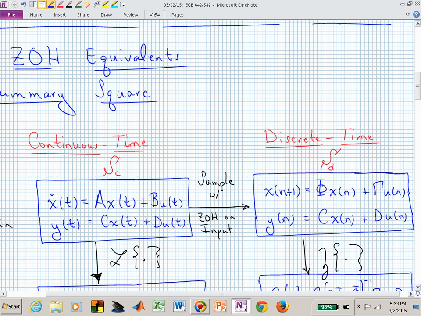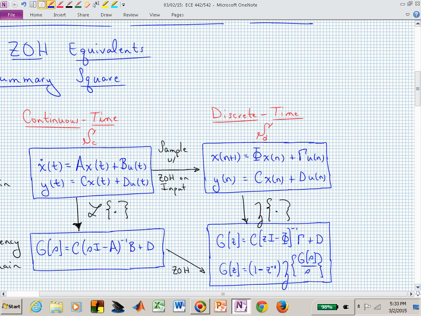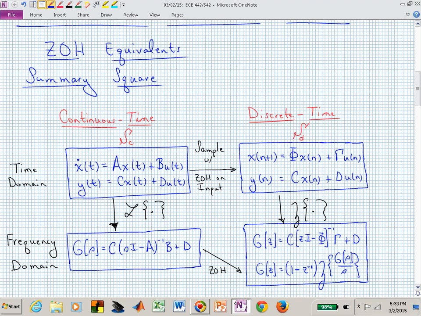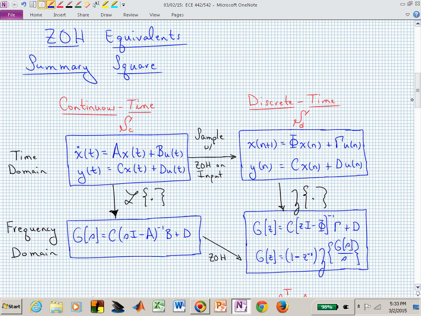Let me see if we can make this a little bit easier to see in total. Here is our summary square of zero order hold equivalents. This is a little bit busy. I'm not going to probably give you enough time to write this down, but I make the notes available so you can copy it and study it. You probably do want to write it down yourself, maybe not now, but just to get a feel for what's going on.